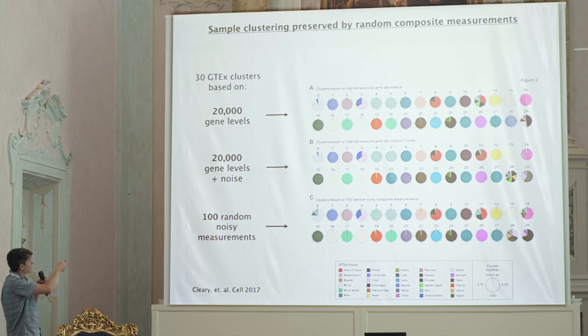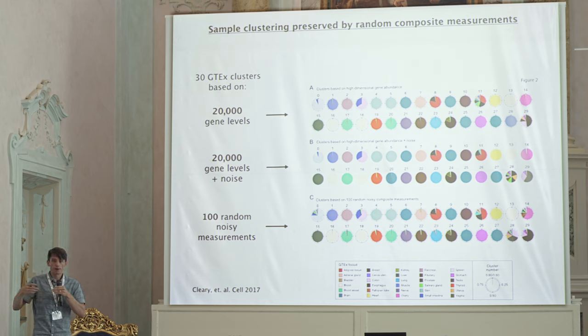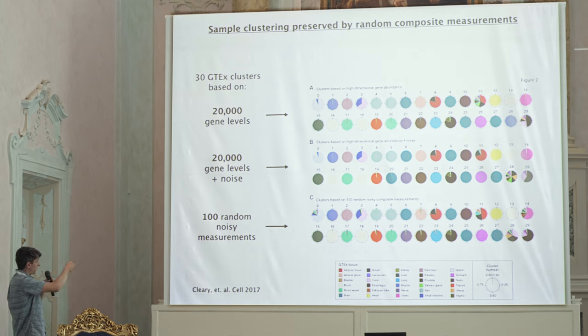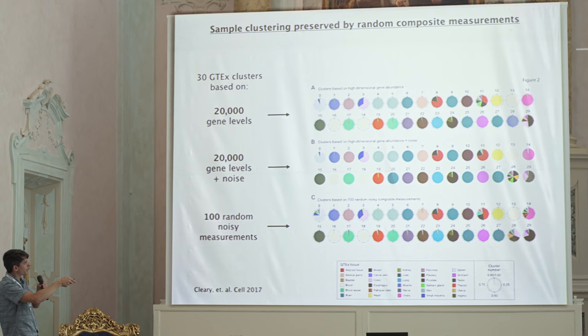This particular example comes from looking at the GTEx data. The data set here is about 8,500 different RNA-seq samples derived from different tissues in different individuals. The first thing we did was take those 8,500 samples and cluster them into 30 groups based on all 20,000 gene abundance levels. We have one pie chart per cluster with the colors corresponding to the tissue of origin of a given sample. All this is meant to convey is that things tend to cluster by tissue of origin, which is perhaps unsurprising. We're also going to add a little bit of noise to that, because we're simulating the process of composite measurements, so I'm adding noise to simulate measurement noise. Anyway, if you just take 20,000 gene levels and noise them up, you pretty much get the same clusters back out, with a few exceptions.